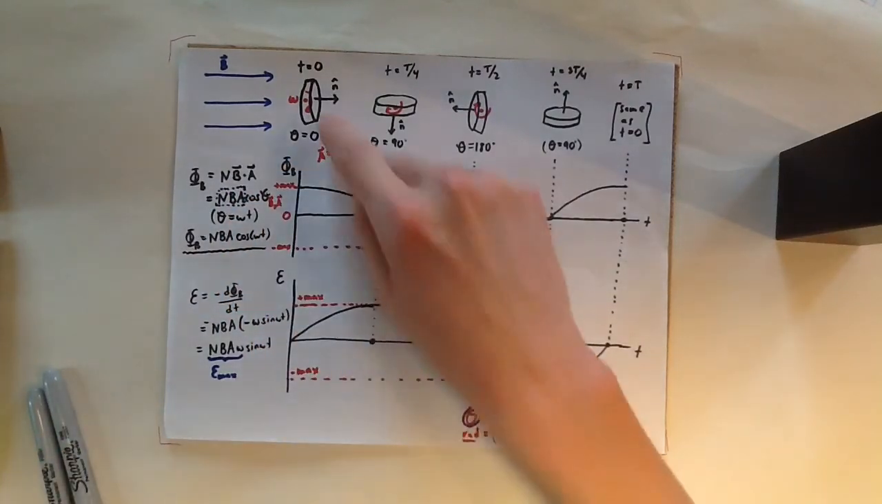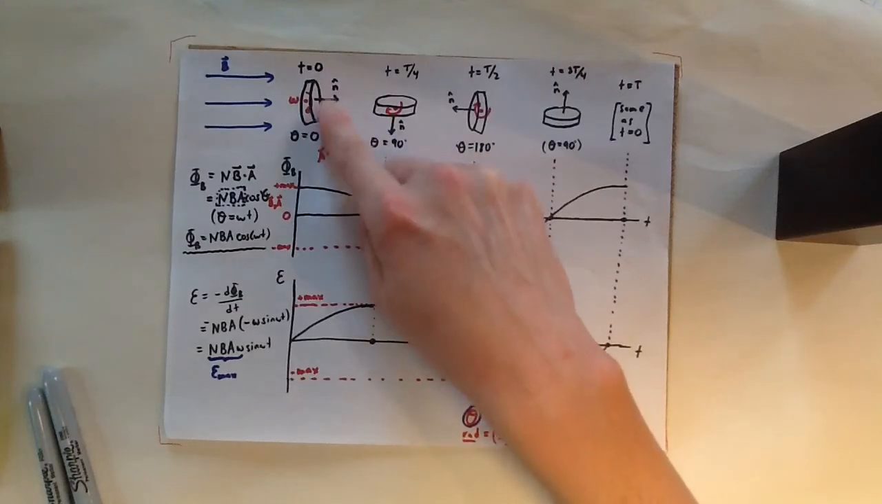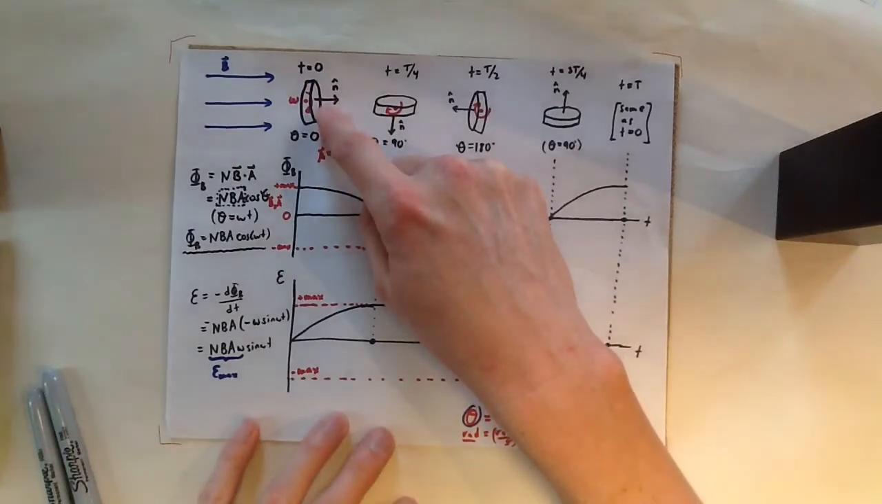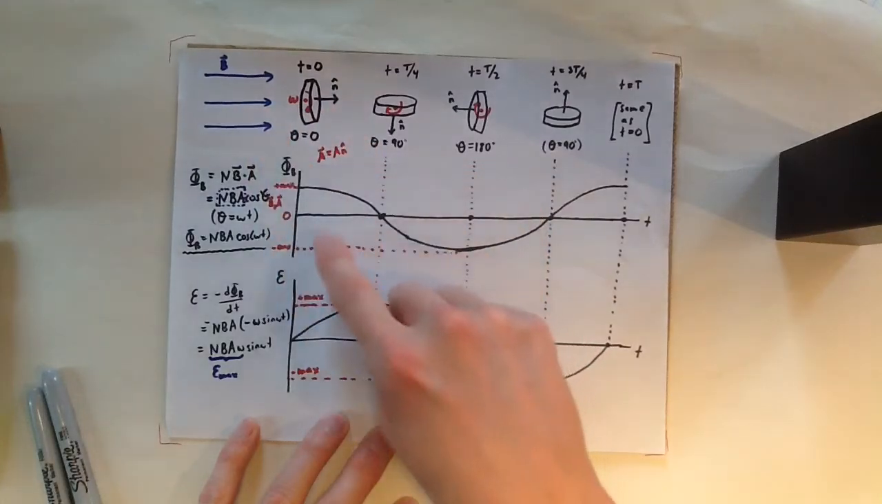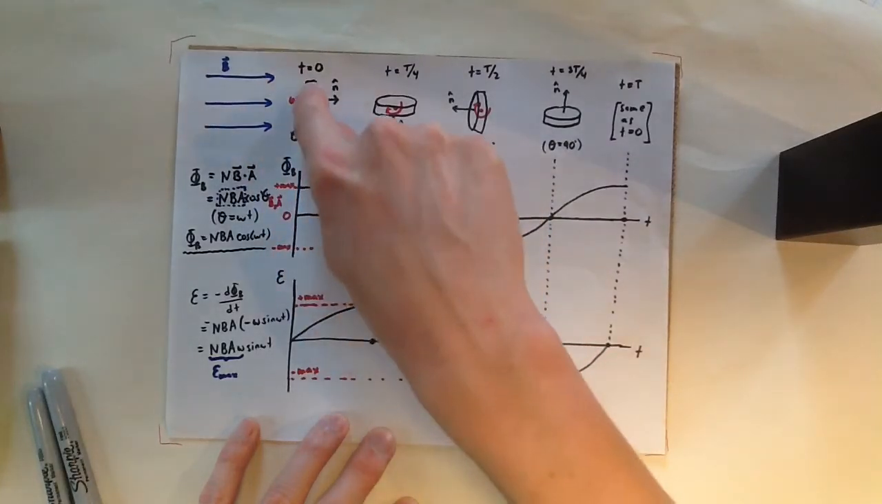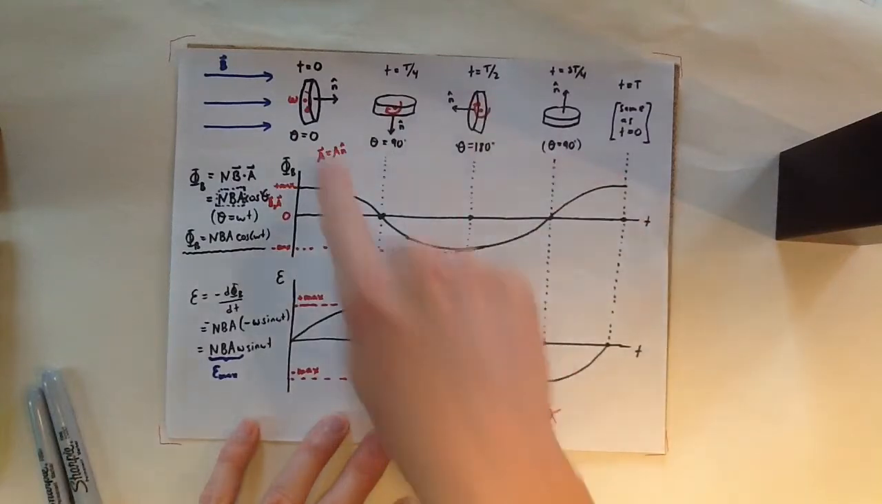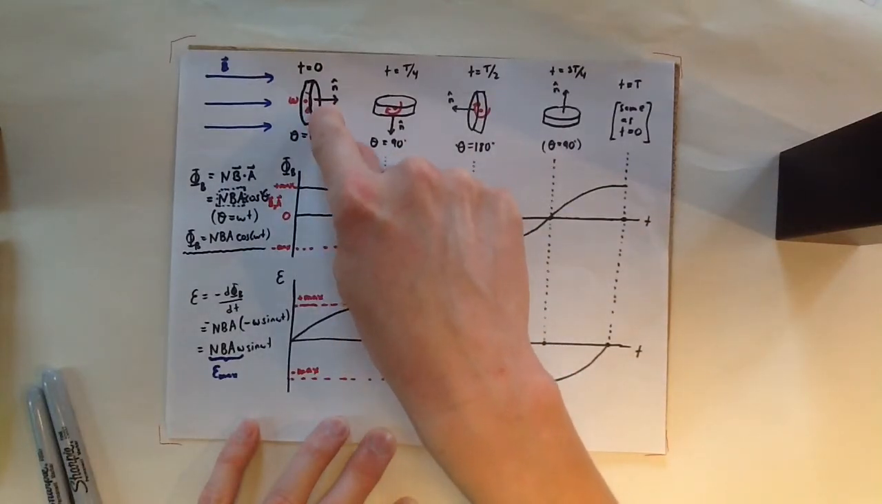And that's actually where we start. Of course, this loop is oriented to catch maximum flux right at this moment, maximum positive flux, because the normal vector points in the same direction as the magnetic field. So you can see we start off here. I tried to make these all line up. So here we start with the positive maximum.